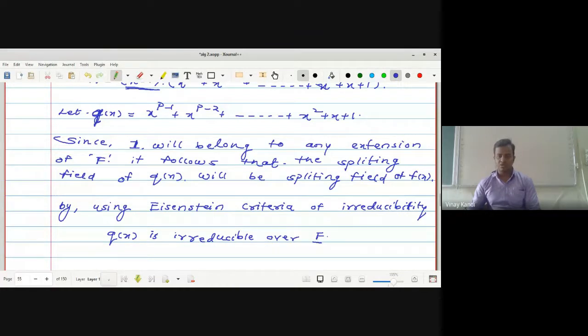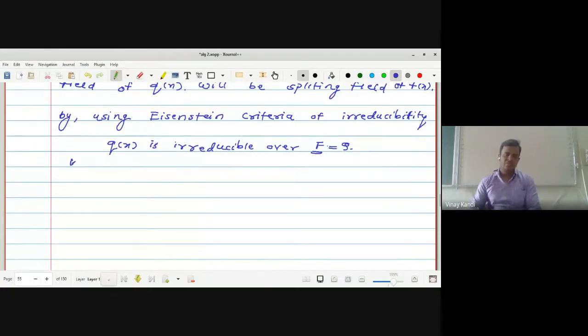Here F is the rational number field. So by the Eisenstein criterion of irreducibility, this q of x is irreducible over the field of rational numbers. Also, the degree of q of x is equal to p minus 1. So for this polynomial we have p minus 1 roots.